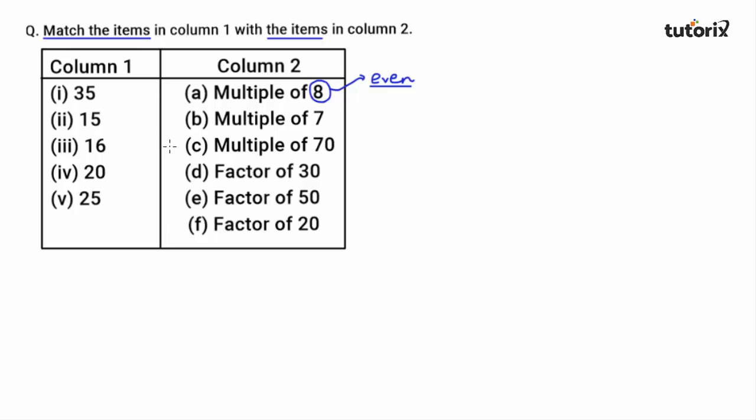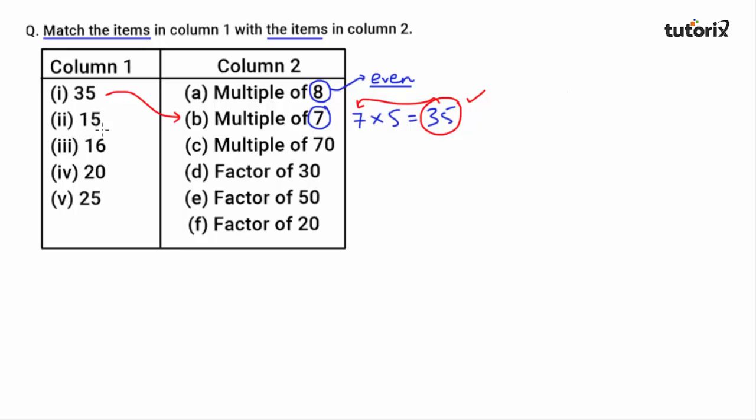Let us now look at option B. Option B is multiple of 7. Can 35 be a multiple of 7? Well, we know that 7 into 5 is 35, right? Clearly, 35 belongs to the table of 7, and we have already discussed that if a number belongs to the table of a given number, then that number is a multiple of the given number. Clearly, 35 is a multiple of 7.